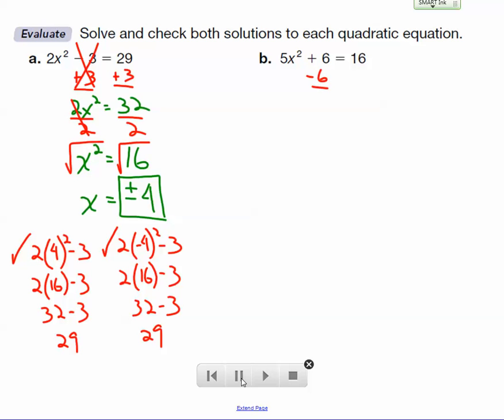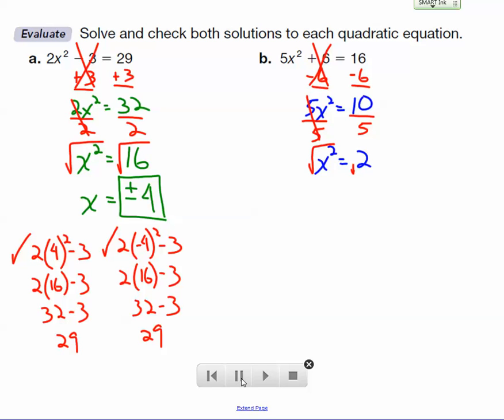Let's start out by subtracting 6 from both sides. That'll give us 5x squared equals 10. Then we'll divide both sides by 5, and we'll get x squared equals 2. And then we'll take the square root of both sides.